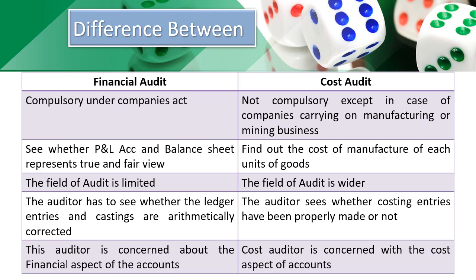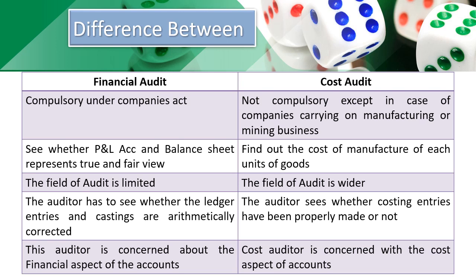So when cost audit is conducted, the most important task performed by the cost auditor is to find out the cost of manufacture, which is calculated for each unit of goods. Then third, field of audit is limited. As financial audit is concerned with the financial statements like P&L account, balance sheet, cash flow statements, so the field of audit is limited. But the field of cost audit is wider, as it covers all the records of the concern which are kept in the office or in the factory as well. So under cost audit, the field of work is much more than the financial audit.